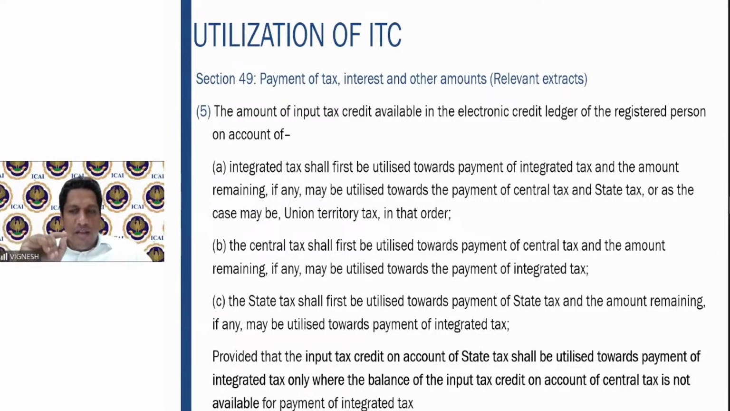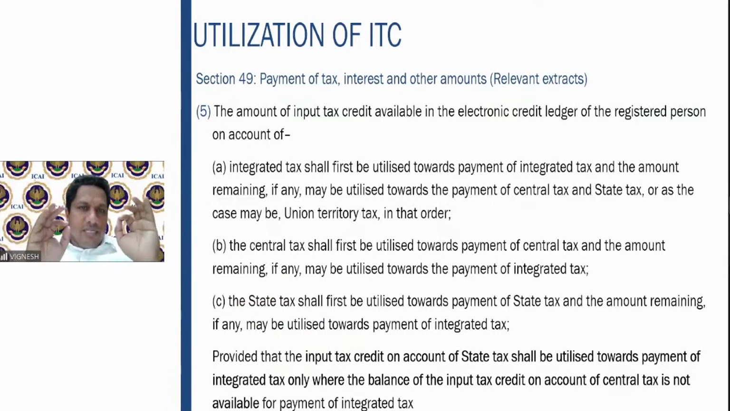Fine? The same thing will have to be done here. Fine. So how it will be set off, we already discussed in the first class. So let us come back again and work it out. First thing, integrated tax will be first utilized towards payment of integrated tax, and the amount remaining, if any, will be utilized for payment of central tax and state tax, as the case may be, the union territory tax in that matter. Fine. So this is a very important point.